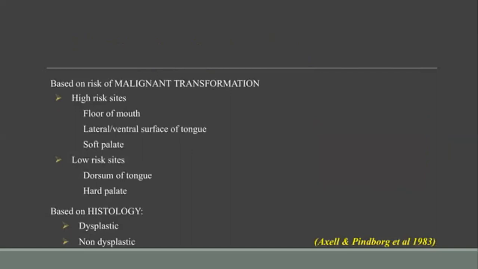It can also be classified based on the risk of malignant transformation. It could have high risk or low risk sites. In high risk sites, the areas that are mostly affected are the floor of the mouth, lateral ventral surface of the tongue, and soft palate. And in low risk sites, the sites that can be affected are the dorsum of the tongue and hard palate. Based on histology, leukoplakia can be characterized and classified as dysplastic or non-dysplastic.